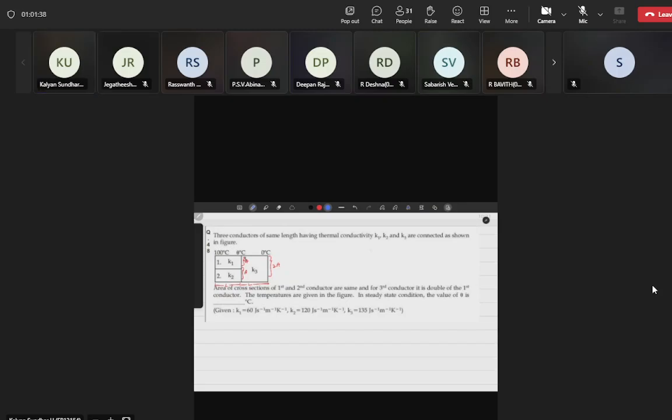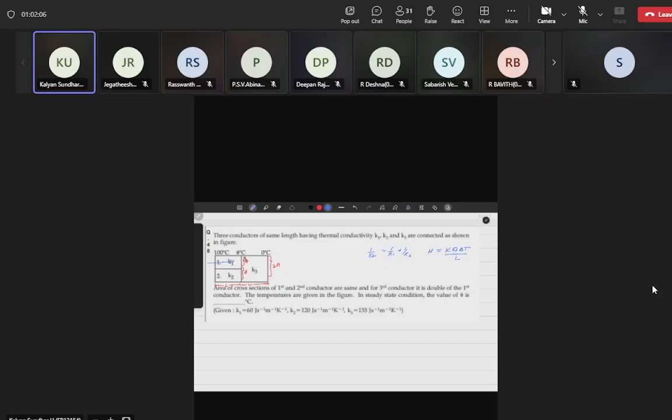Parallel, right? So this will be the parallel, right? K expression, what is it? K will be equal, the heat flow, correct? Heat flow will be equal to, the heat current will be flowing here. So H or Q by T will be equal to K, thermal conductivity, into area of cross section into the temperature difference divided by the length.